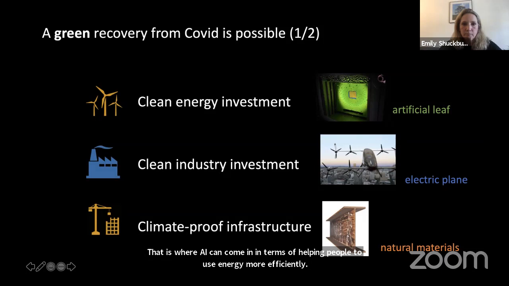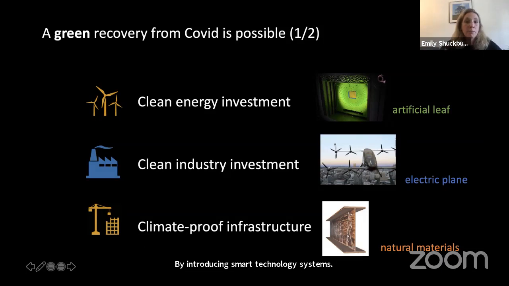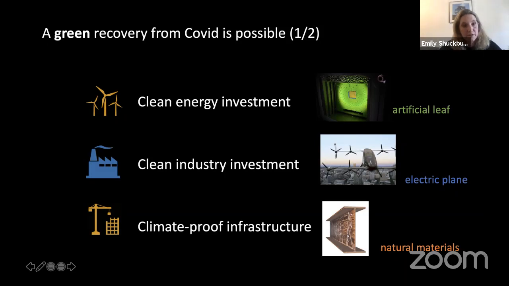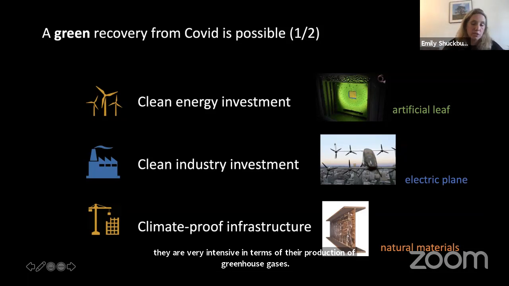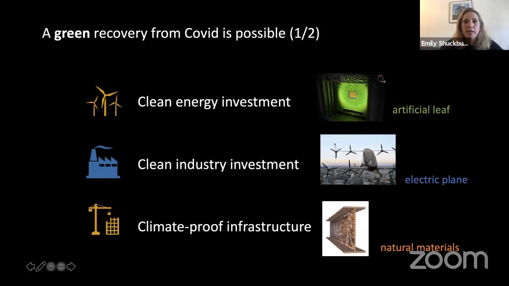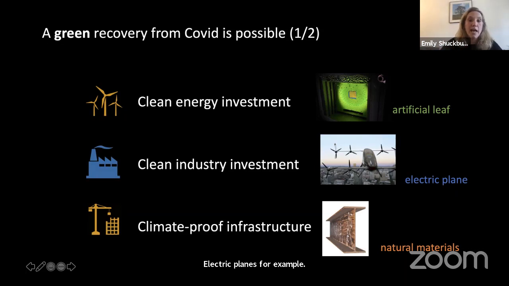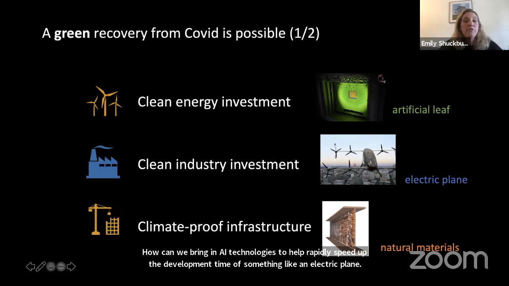The next example I have is looking at clean industry. So there are many parts of industry, from the production of steel and cement to an example I've got here, the aviation sector, that are very intensive in terms of their production of greenhouse gases. So how can we again bring in research and development to help support a transition to zero carbon industry? An example here is the development of electric planes, for example. And again, how can we bring in AI technologies to help rapidly speed up the development time of something like an electric plane?